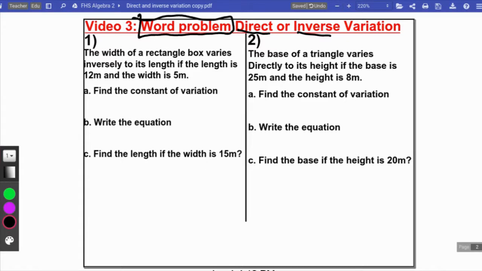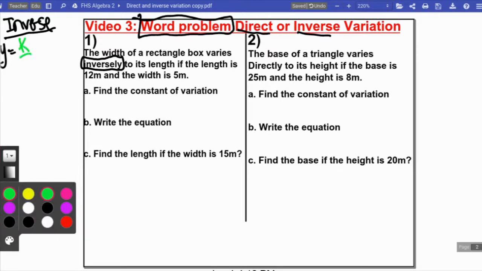Number 1 says the width of a rectangle box varies inversely. Stop. The word is inverse, ladies and gentlemen. So I'm going to rewrite it right here. We know the equation for inverse. Remember? It was y equals k over x, where k is y times x. Same thing, but we have different letters to use.